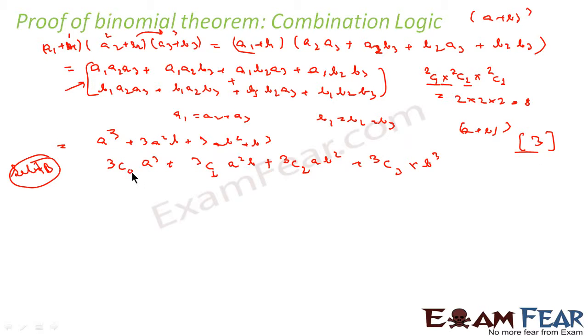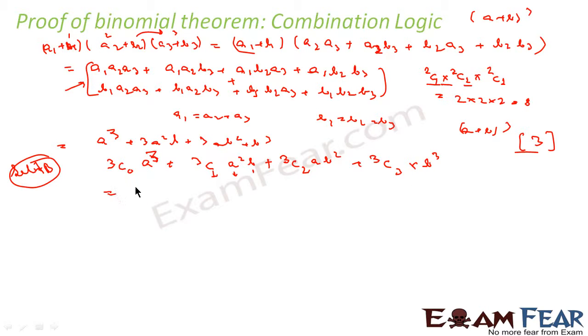So what we have done: the number of ways we can select 0B is 3C0, so we get A cube. The number of ways we can select 1B is 3C1, so we get B into A square, because the remaining 2 terms will be A. The number of ways we can select 2B is 3C2; if we have selected 2B, we can have only 1A. The number of ways we can select 3B is 3C3.